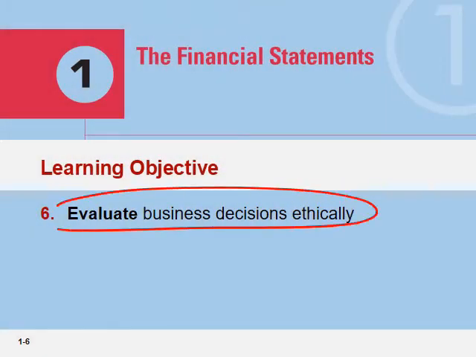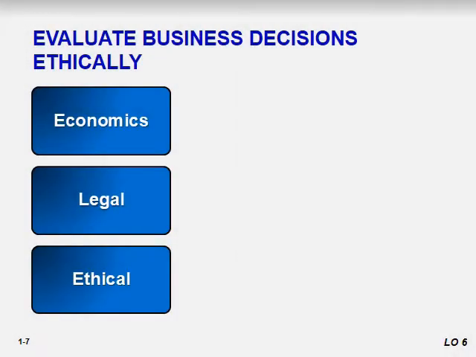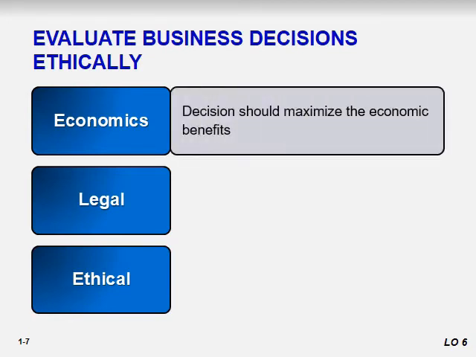Okay, now let's start our learning objective 6, which is to evaluate business decisions ethically. Good business requires decision making, which in turn requires the exercise of good judgment, both at the individual and corporate level. There are three factors that influence business accounting and decision making ethically. Number one is economics. You have to decide that this decision should maximize the economic benefit, whether it will be increasing our profit or not.